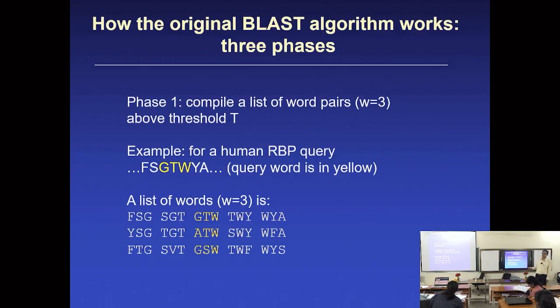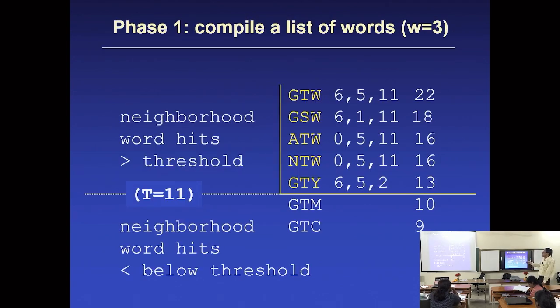Similarly, GSW can also be a hit. This is also one mutation. So this is done similar to what I just explained. So GTW hitting GTW, you will compute the score for this. So GTW aligned to GTW.